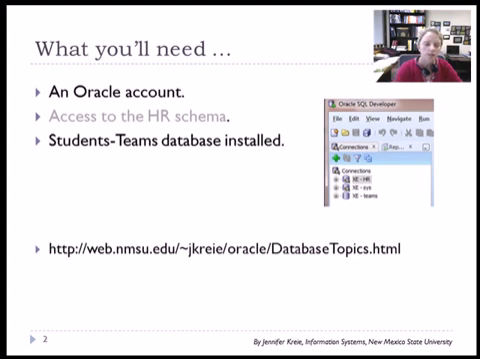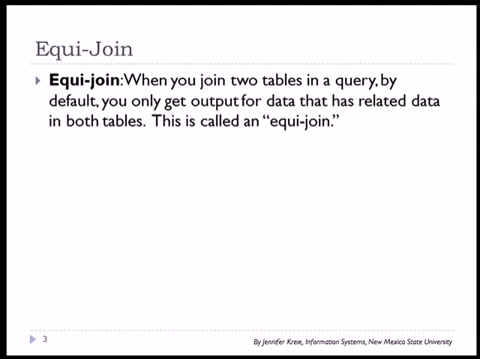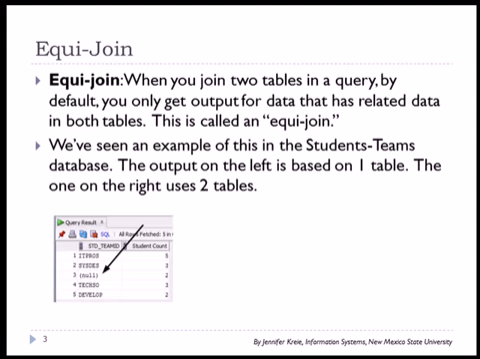So let's look at one-sided outer joins. When you join two tables in a query, by default, you get output for data that has related data in both tables. And this is called an equi-join. We've seen an example of this when we're working with the student teams database.